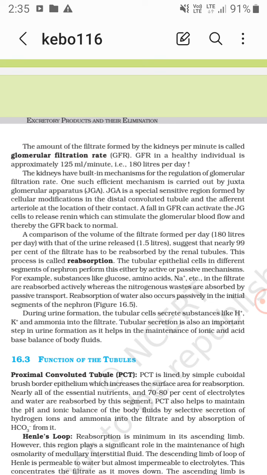So one such mechanism is the juxtaglomerular apparatus, that is JGA. Now the JG cell is a special sensitive region formed by the cellular modification in the distal convoluted tubule and the afferent arteriole at the location of their contact. Now, a fall in GFR can activate the JG cells to release renin, which can stimulate the glomerular blood flow and thereby bring the GFR back to normal. Okay.